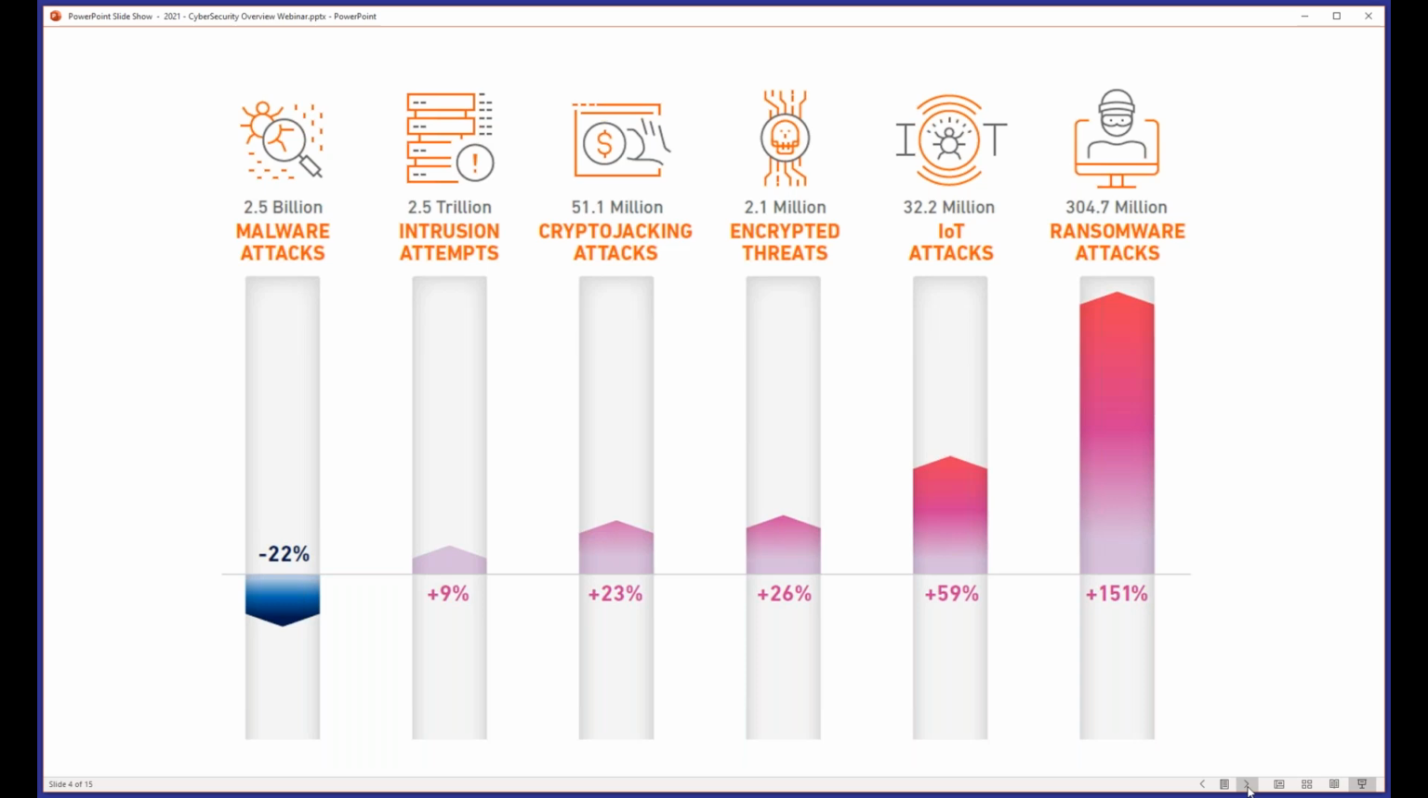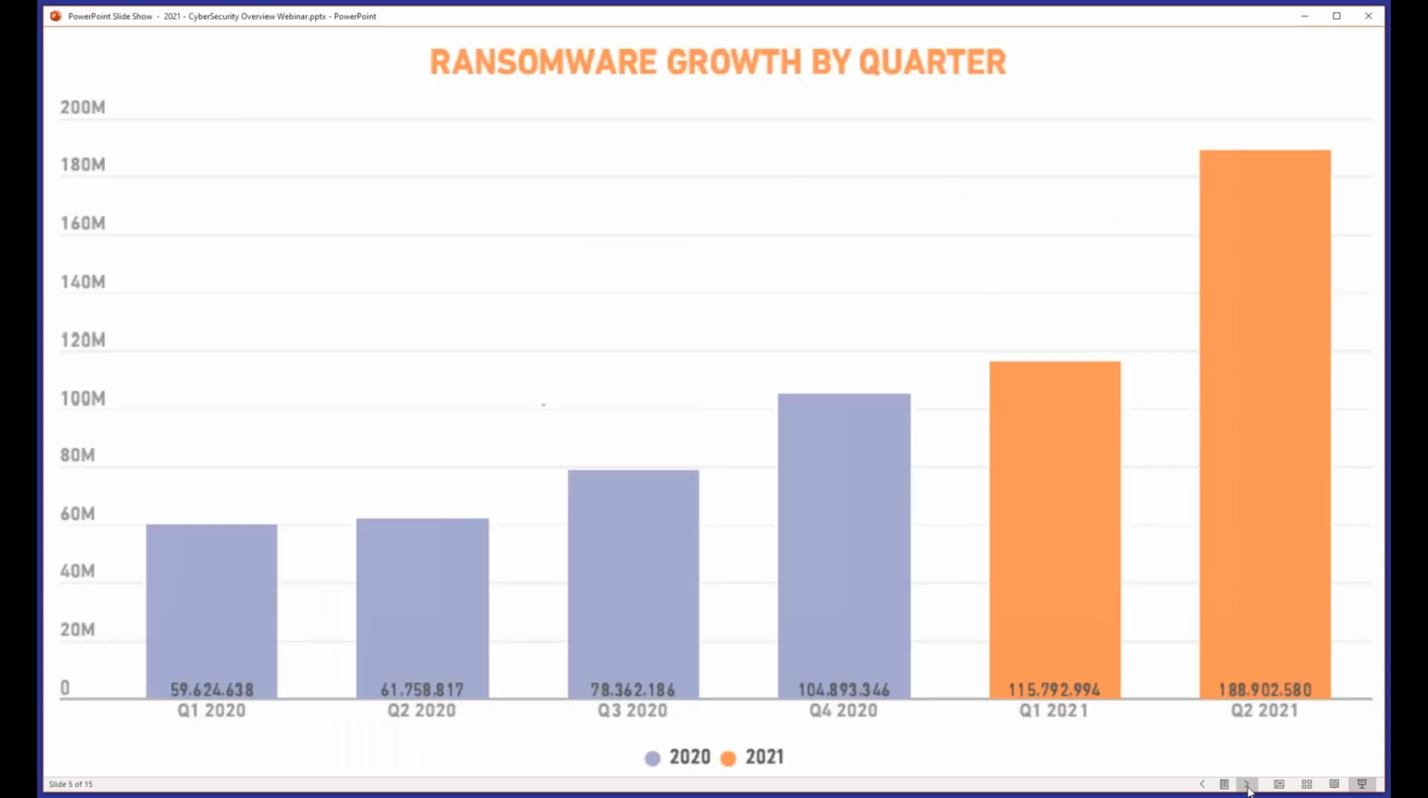Look at how much ransomware attacks have grown since last year. 151% year over year we're up. So this is still majorly big. If we look at ransomware growth by quarter, again, this is as timely information as I can put in front of you right now. This quarter 2 of 2021, you can see how much of a spike we had in ransomware growth.